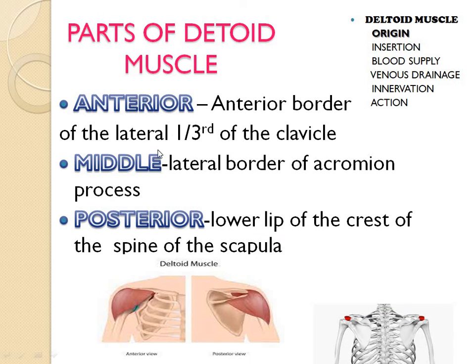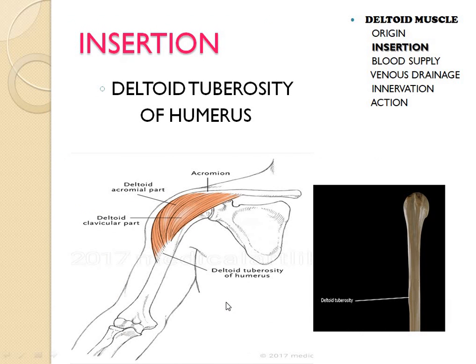Parts of the deltoid muscle. The anterior one arises from the anterior border of the lateral one-third of the clavicle. The middle one arises from the lateral border of the acromion process, and the posterior one arises from the spine of the scapula. Insertion. This is the deltoid tuberosity of the humerus. These three parts attach to the humerus bone.